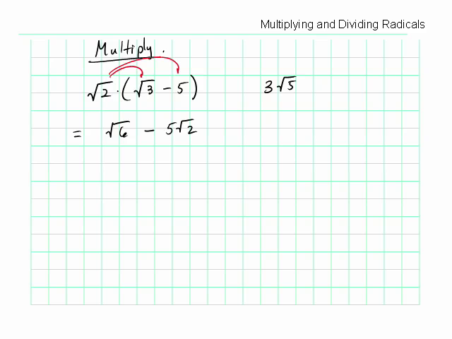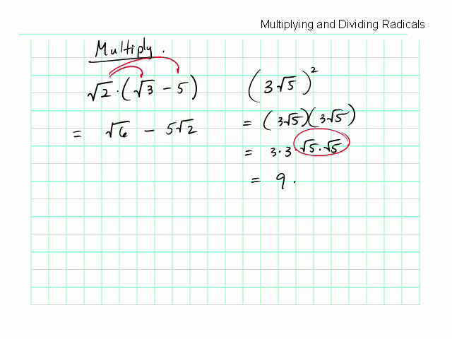3 square root 5 squared. Now when you square something, that means that you multiply it to itself, and so this is 3 square root 5 times 3 square root 5. I can rearrange these terms, though you could leave this step out. That's 3 times 3 times square root 5 times square root 5. 9. And the square root of 5 times the square root of 5 is the square root of 25, but that's just 5. So 9 times 5, our answer here is 45.